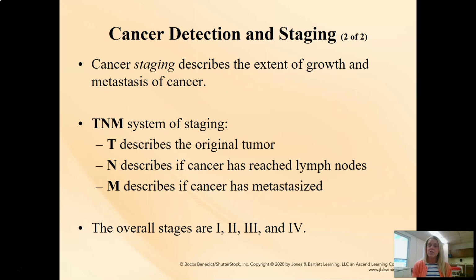Staging is trying to describe the extent of growth and the metastasis of cancer. There's a TNM system of staging. T describes the original tumor, N is whether or not it's reached the lymph nodes, and M describes if it has metastasized or if it has spread anywhere else. So this is established first, the TNM system, and then we use that to give cancer a stage 1 through 4. 1 is the least advanced, 4 is the most advanced type of cancer.